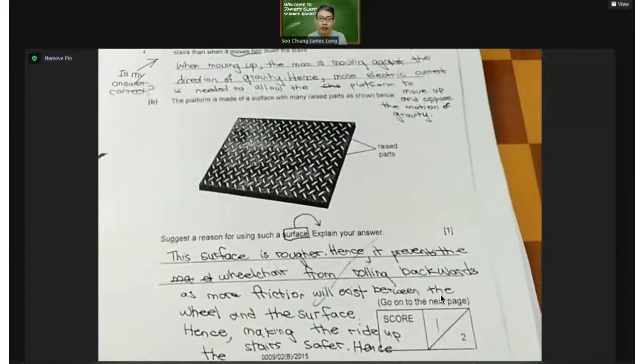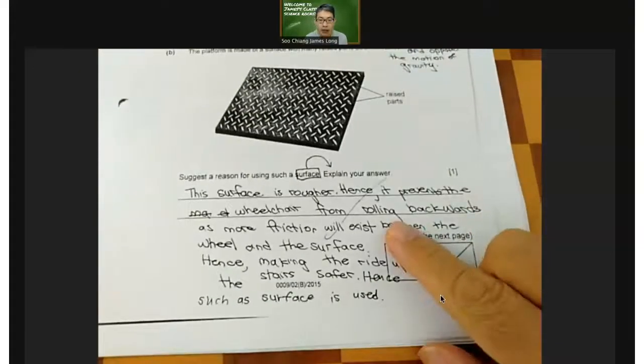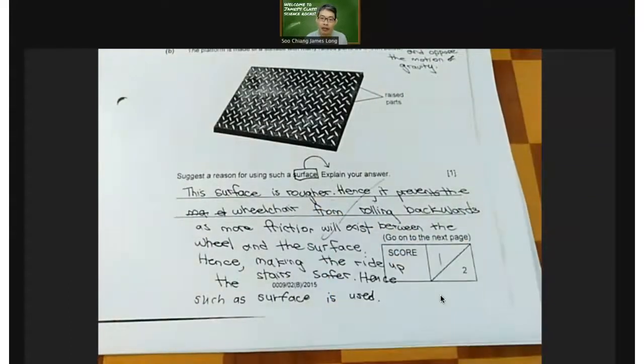Now, how about the next one? Well, I don't think you have issued the next one, right? Talk about it being rougher, so it actually will have more frictional force between those two surfaces. So this is definitely correct.